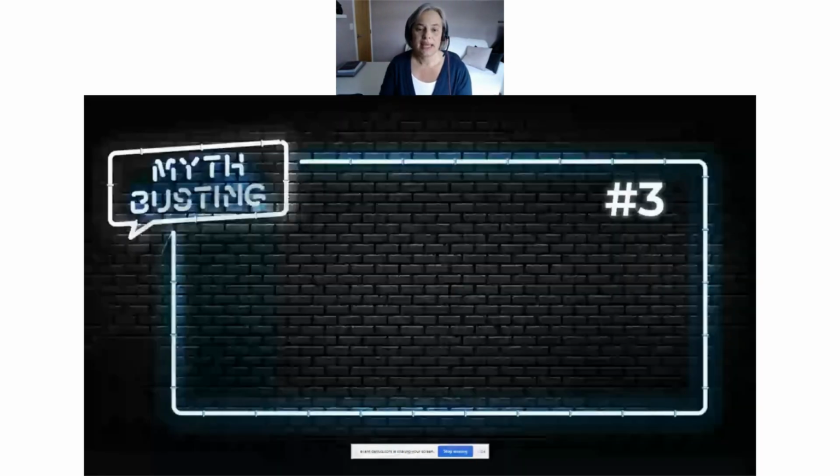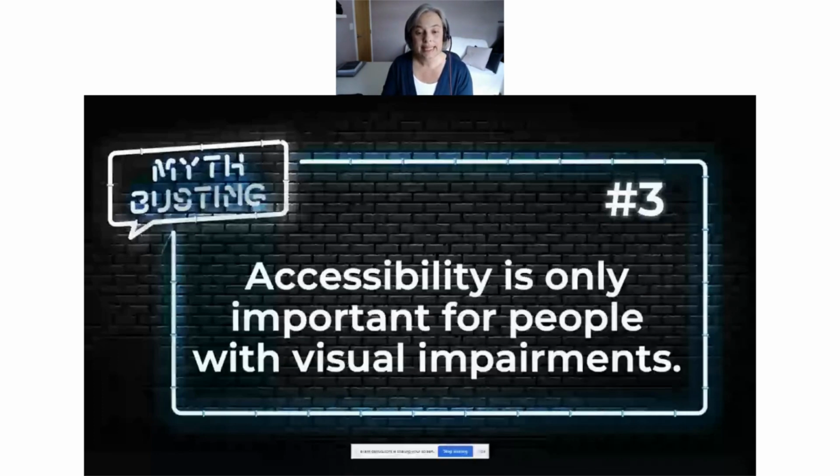So, our next myth is about the range of disabilities which are catered for by accessible learning content. A misconception that I've encountered many times is that accessibility is only important for people with visual impairments. I think this is a really important one to tackle because without an understanding of the range of disabilities covered by accessibility, it's impossible to understand the things we need to do to make our learning accessible.